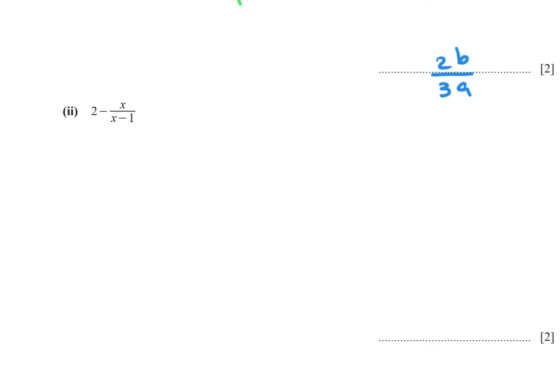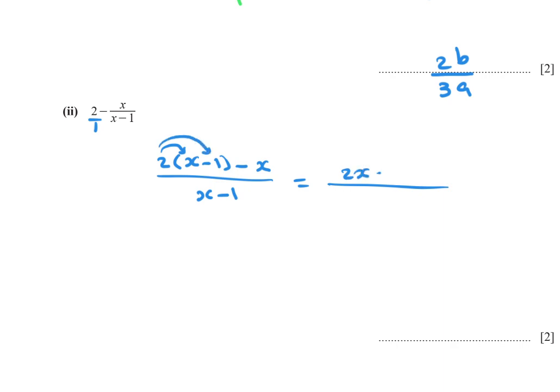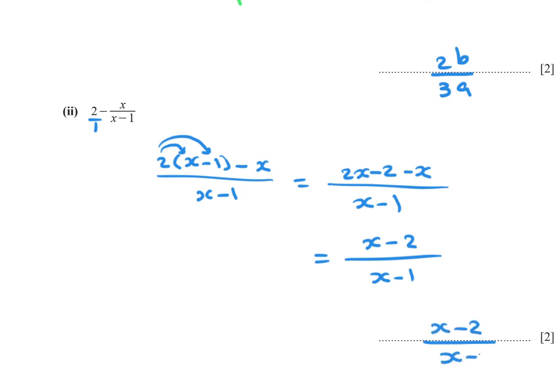Double I, 2 minus x over x minus 1. 2 can be written as 2 over 1. Now multiply the denominators. 1 times x minus 1 equals x minus 1. Then cross multiply, so 2 times x minus 1, minus 1 times x, which is x. Simplify the numerator. 2 times x equals 2x. 2 times negative 1, negative 2. Then minus x over x minus 1. 2x minus x equals x. So x minus 2 over x minus 1.